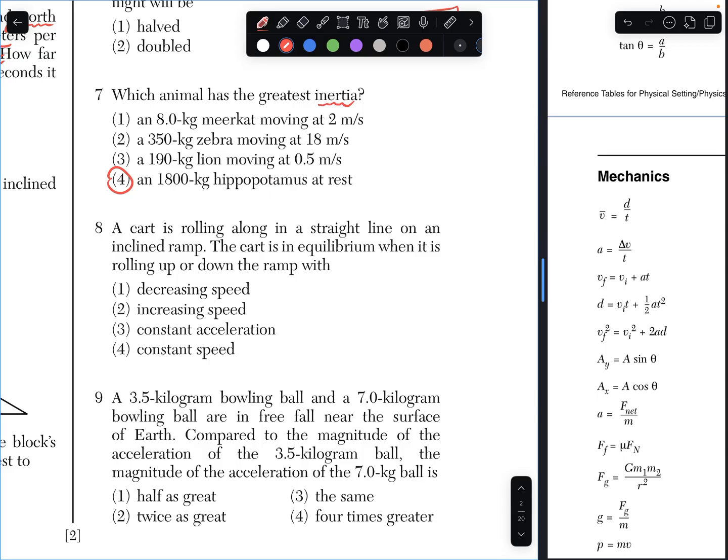Okay, a car is rolling in a straight line on an inclined ramp. The car is in equilibrium when it's rolling up or down the ramp with? When something's in equilibrium, that means net force is equal to 0. That means the acceleration on the object is going to equal 0. Acceleration means that there's a change in the speed. So is it increasing speed, decreasing speed? Neither of them, because if there's a change in the speed, then my acceleration is going to be non-zero. The answer is constant speed. Constant speed means that the speed is not changing, so therefore no acceleration. If there's a constant acceleration, then it could be 1 meter per second squared, 2 meters per second squared, etc. So that doesn't really make sense.